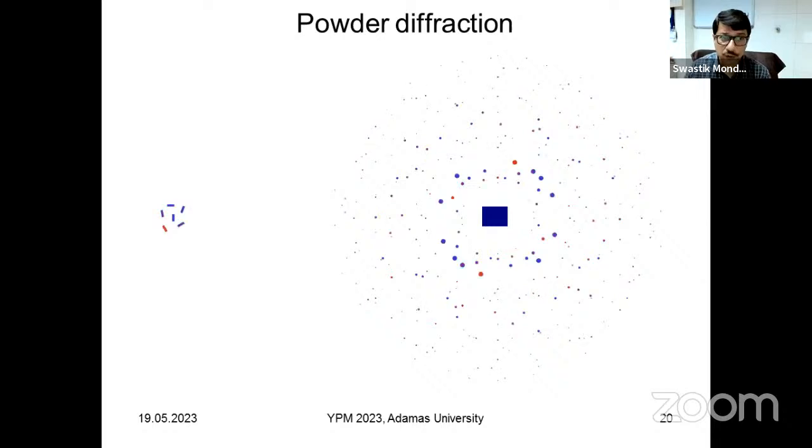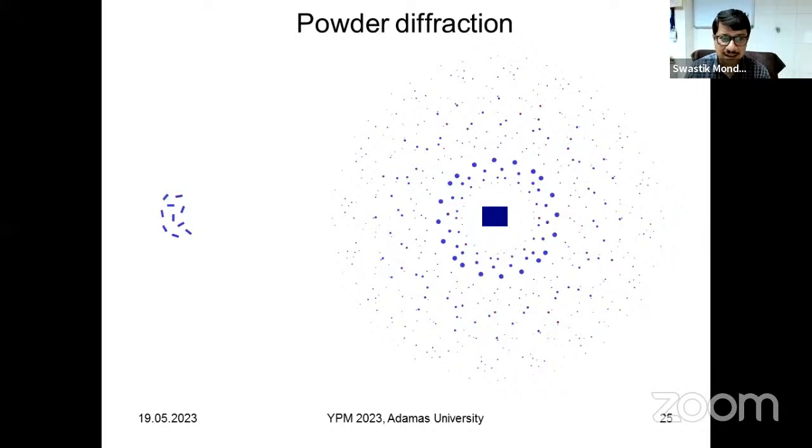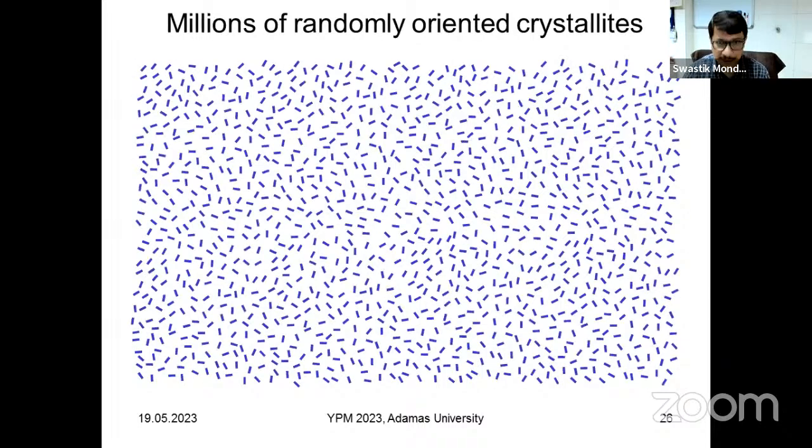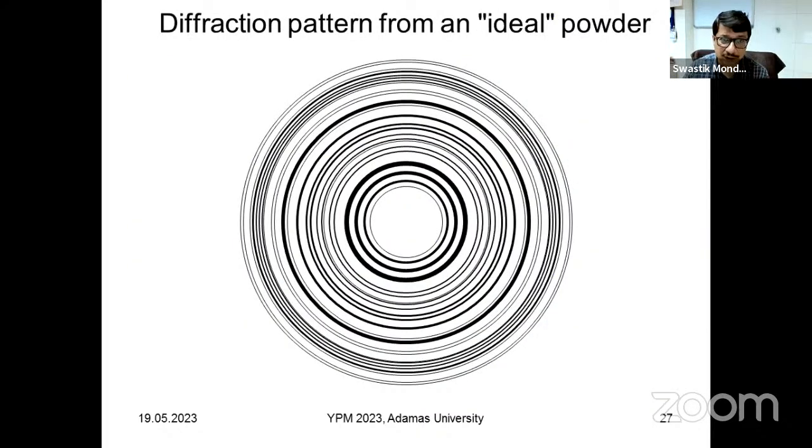Now, if we continue putting in crystallites, let's say only 10 crystallites here, you will see that a ring kind of pattern is emerging. So if we put billions of these tiny crystals randomly oriented, that is what is called powder, then what will we get? We'll get rings, complete rings. This is the powder diffraction pattern.